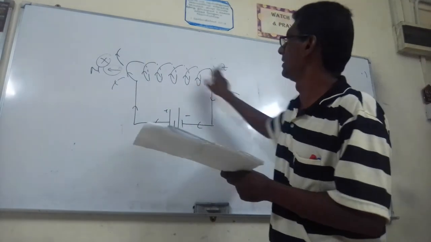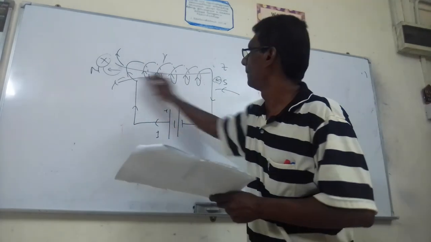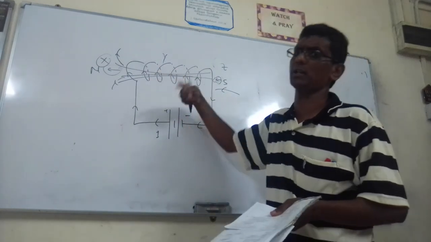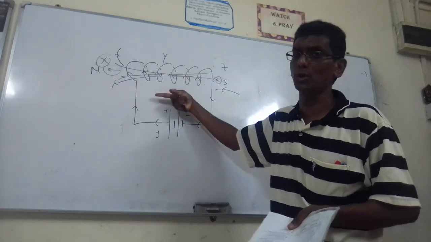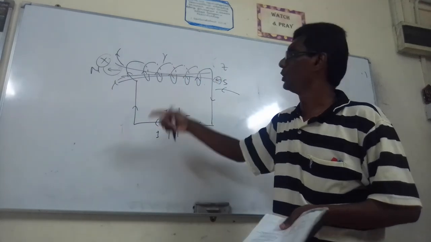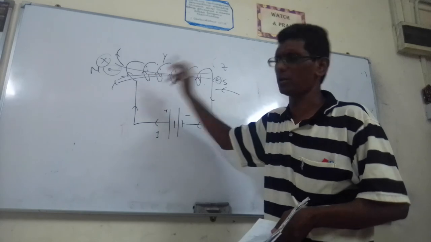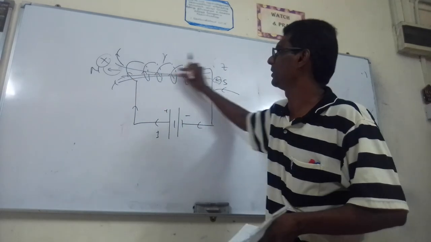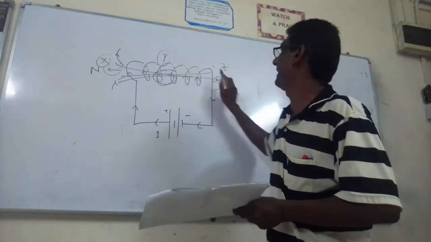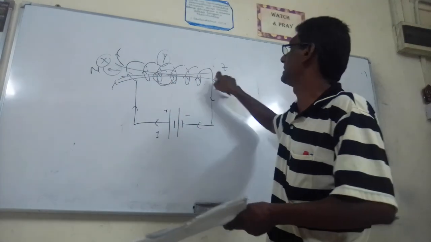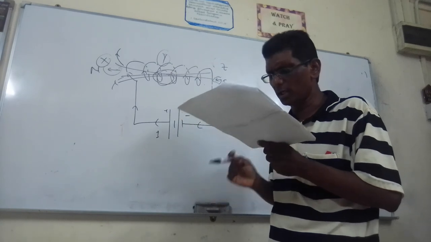Because they are the same distance, they are equal. But it is stronger at Y. As I told you last week, I drew the pattern of the electromagnetic field for a solenoid. The magnetic field lines all come together at Y, so Y must be stronger. X and Z must be equal in strength because they are the same distance. So X and Z are equal, but it is stronger at Y.